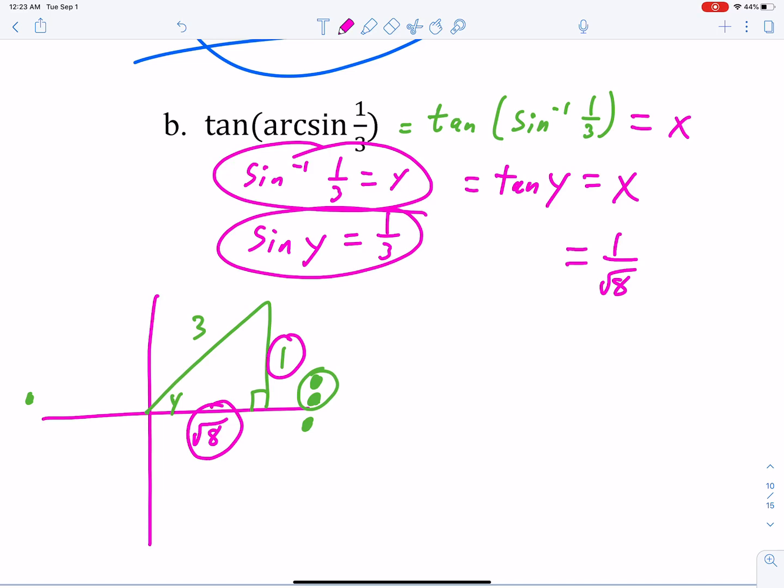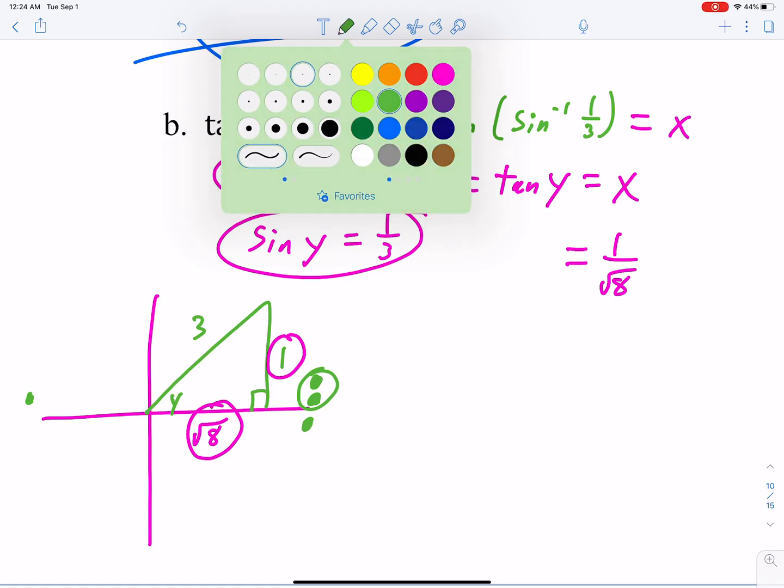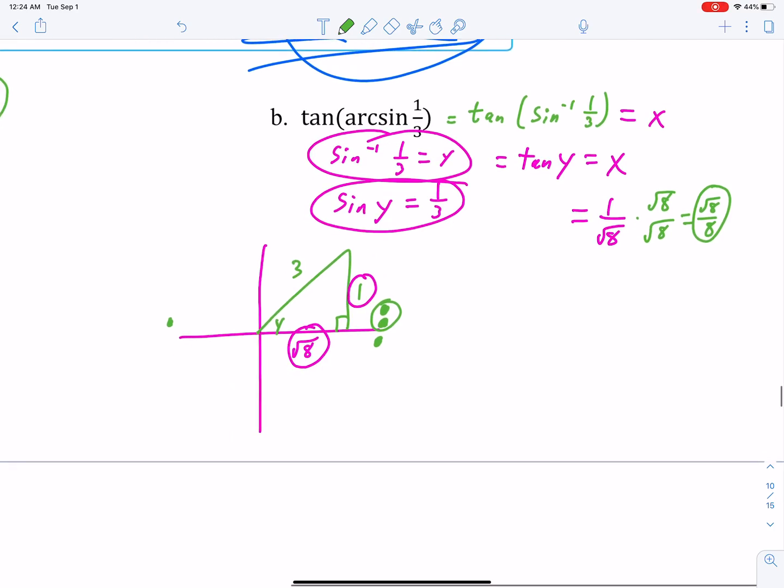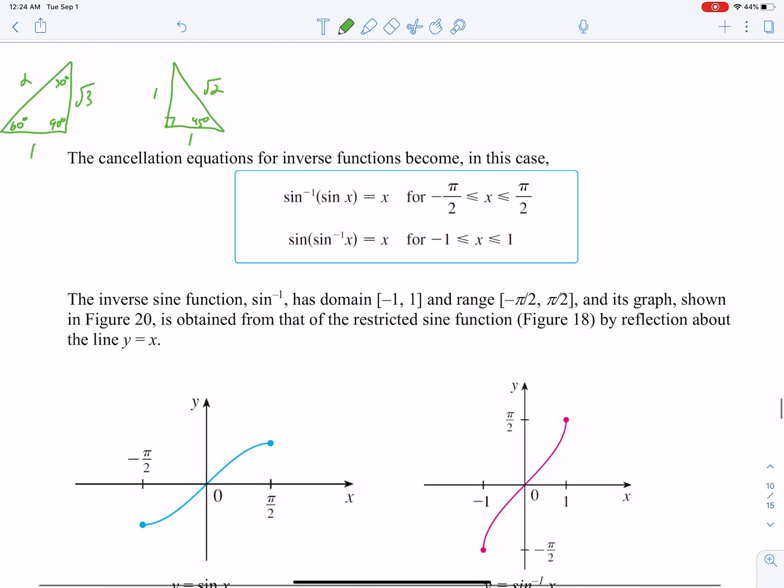And there we go. Now, of course, you've been told throughout your mathematical careers, don't leave a radical in the denominator. So we would do what's called rationalizing the denominator. Hopefully you're familiar with it, but we would multiply top and bottom by the denominator to get rid of that radical, which would be radical 8 over 8. And there we go. There's our answer. That's what we've been looking for. Make sure you study those.